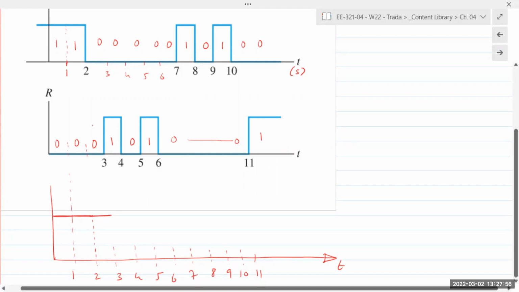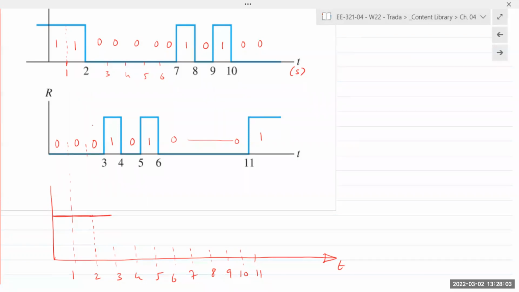So 0 and 0. So here, this and this are the inputs, right? S input and R input. And then for each time period, we look at what S and R values are. We take a look at the truth table, and then we look at what the output is. And so on and so forth. We can find the timing diagram for the rest of the time all the way up to 11.